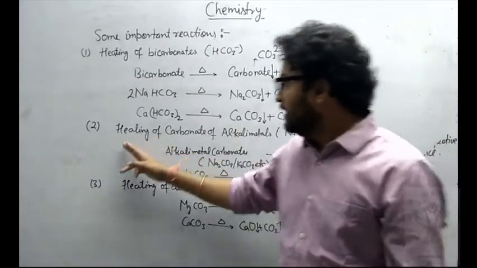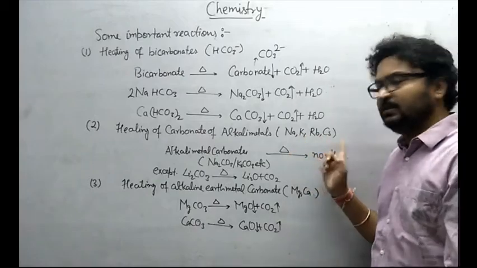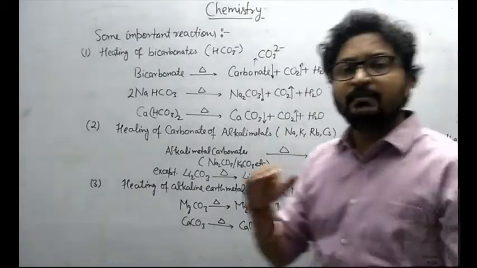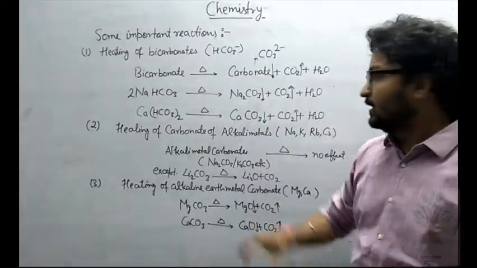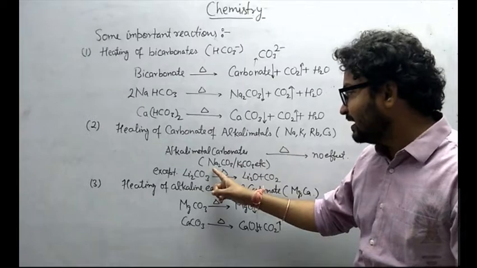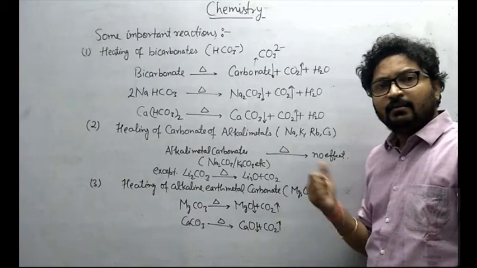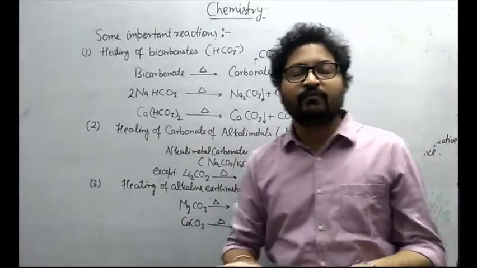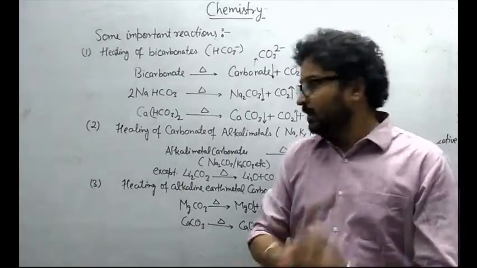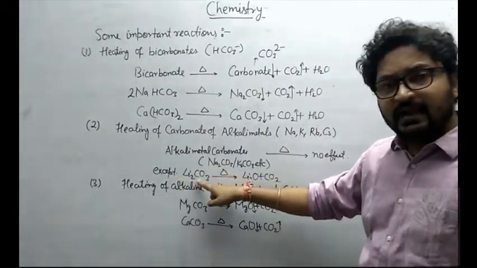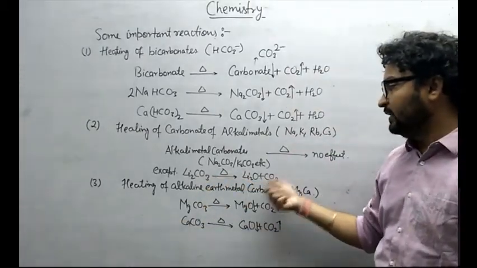Okay. Now heating of carbonate of alkali metals. Alkali metals means sodium, potassium, rubidium, cesium, like that. The metals belonging to first A group of periodic table are called alkali metals. So alkali metal carbonate means just like Na2CO3, K2CO3, etc. If you heat them, no effect. Means if you heat first A carbonate, there will be no effect on them, they will not give you anything. Okay, now except Li2CO3. Li2CO3 is exception in this group. It will give you upon heating Li2O and CO2.